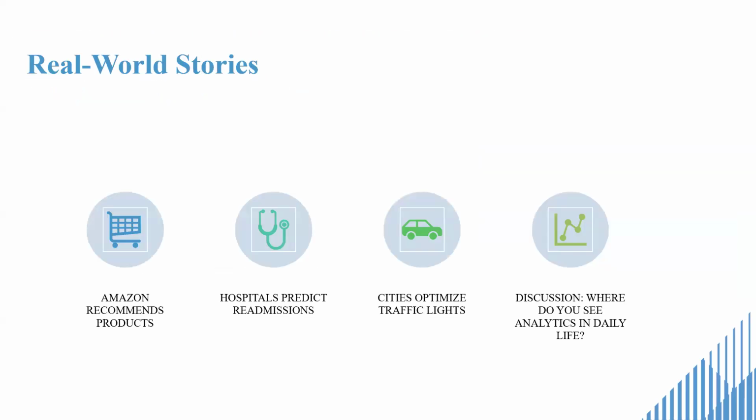So, for example, real world stories: Amazon recommends products. When you go to Amazon and buy anything, the next time they remember what you bought and what your interest was. So they will try to recommend to you. If you are buying headphones or a mobile, they will show you the best mobile or best headphones in their shop. So they use a recommendation system.